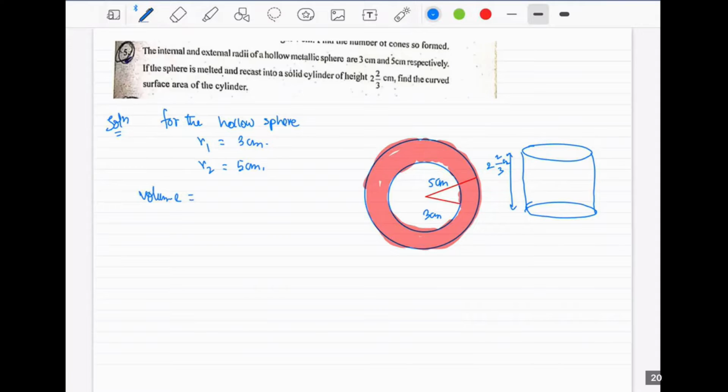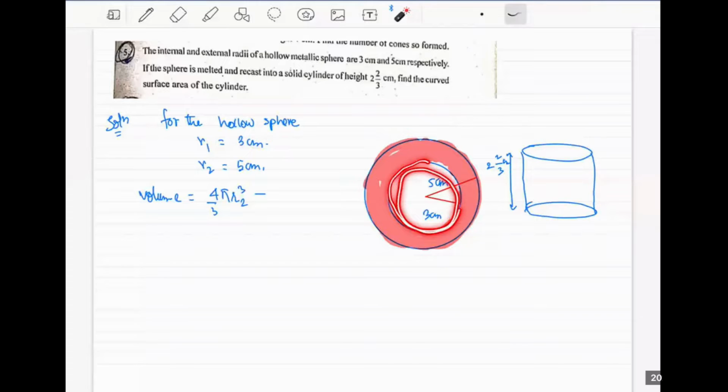And how do you find out the volume? Volume of the large sphere. The volume of the large sphere will be 4 by 3 pi r cube. And the r that we are using here, which one will it be? It will be the large one. It will be the R2. So you write R2 here, minus. You have to subtract the small portion here.